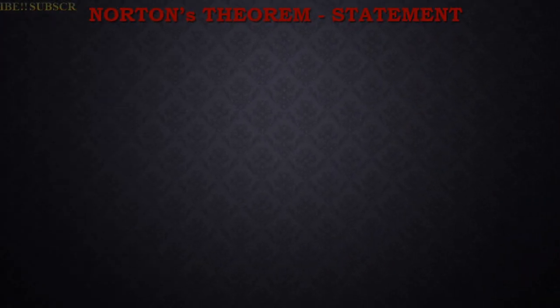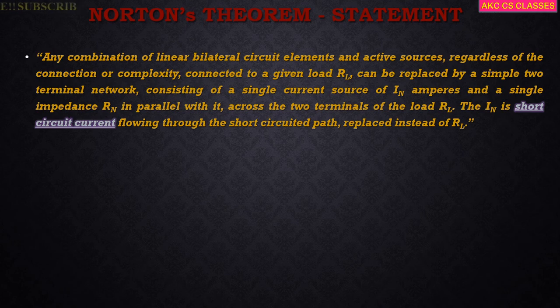So first we will be discussing the Norton's theorem statement itself. Any combination of linear bilateral circuit elements and active sources, regardless of the connection or complexity, connected to a given load RL, can be replaced by a simple two-terminal network consisting of a single current source of IN amperes and a single impedance RN in parallel with it across the two terminals of the load RL. The IN is also known as the short circuit current flowing through the short circuited path replaced instead of RL.